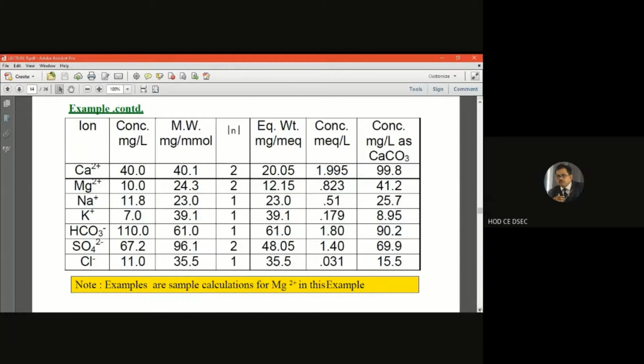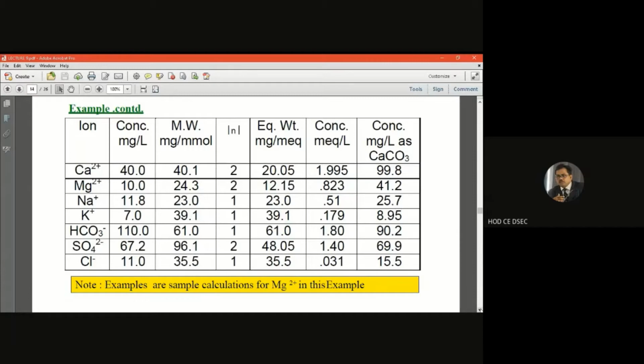The second column corresponds to the concentration of the ion, which is given in the question. That concentration is in milligram per liter. Suppose calcium is given as 40, magnesium 10, sodium 11.8, potassium 7, bicarbonate 110, sulfate 67.2, and chloride 11.0.